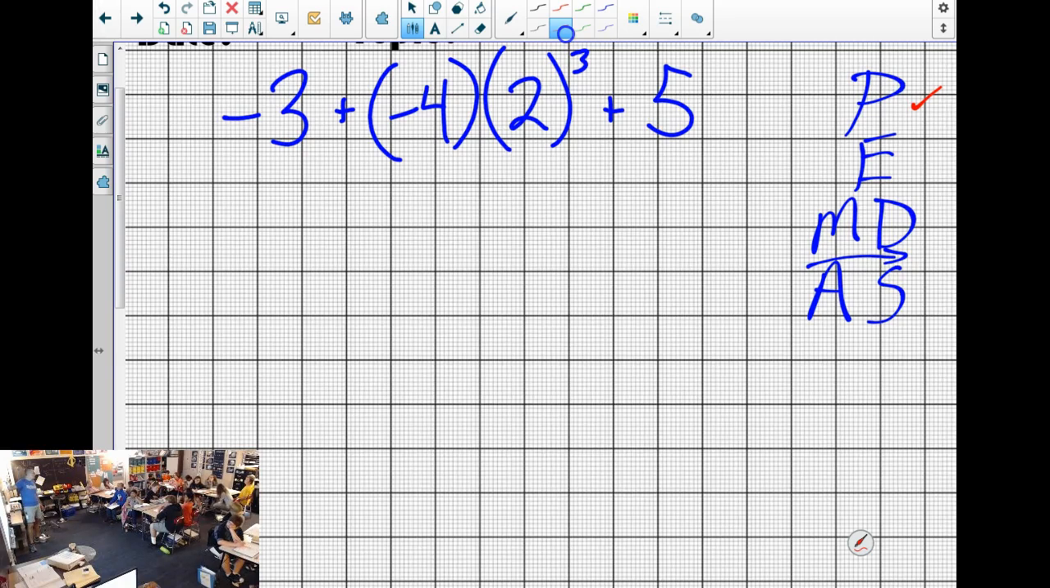Exponents, we got to do. So this, if you need to make a note off to the side, is 2 times 2 times 2. Well, what's 2 times 2? 4. What's that times 2? 8. So this becomes 8. Copy everything else that didn't change.